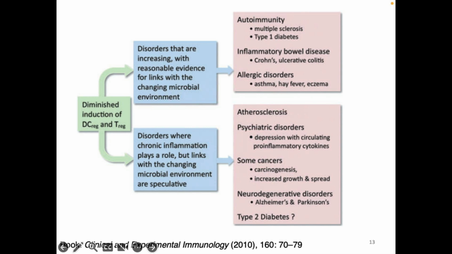And so you can see there are a lot of diseases where we think the idea might be this diminished induction of Tregs. And we actually have good evidence that some reason why we're seeing that reduced number of Tregs is related to our microbial environment. For a lot of autoimmune diseases, things like inflammatory bowel diseases and allergies, there are other disorders where people have hypothesized that microbes might be part of it, but it's not really clear.